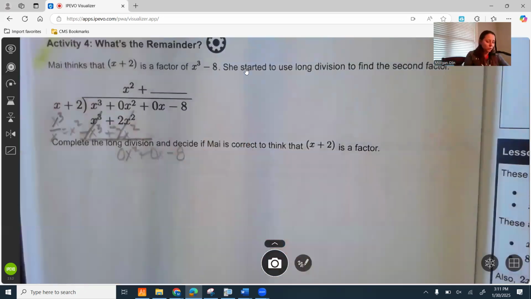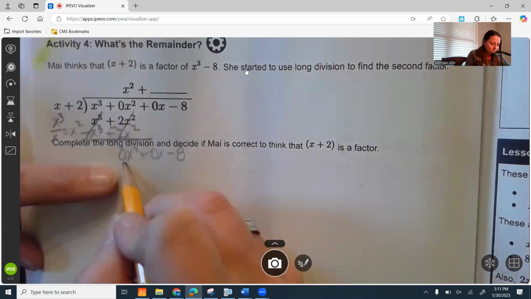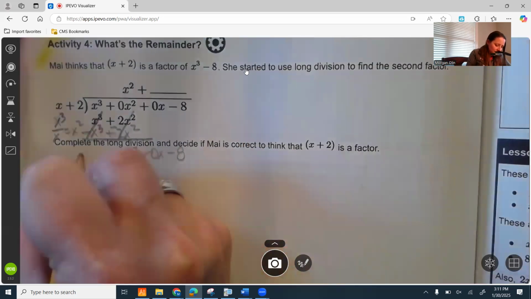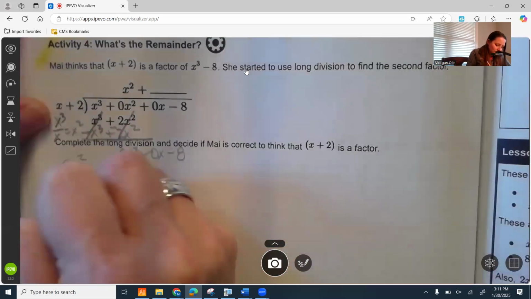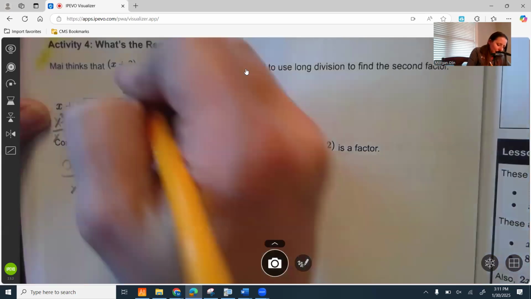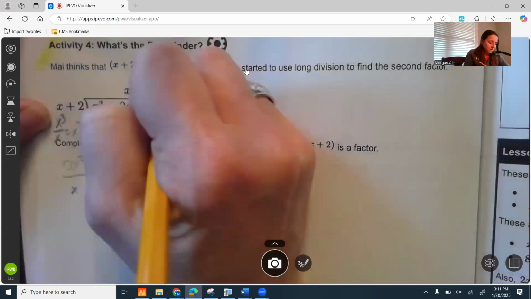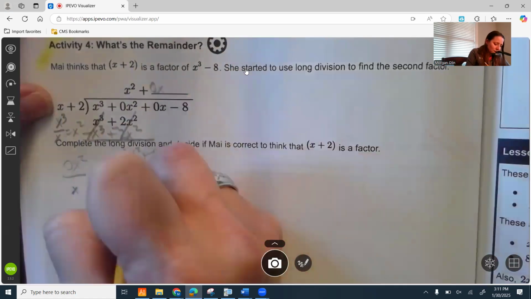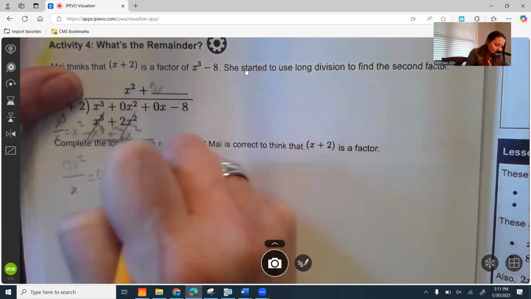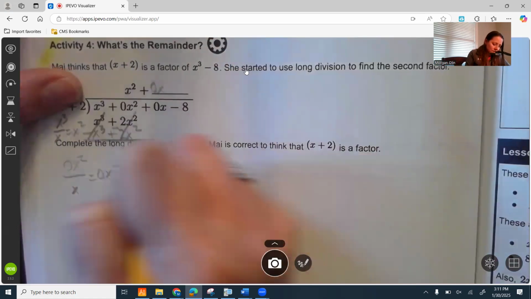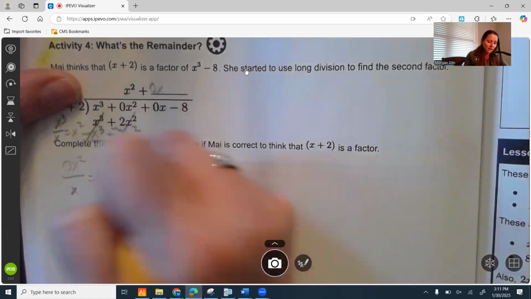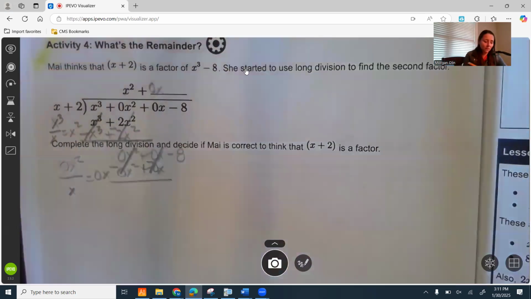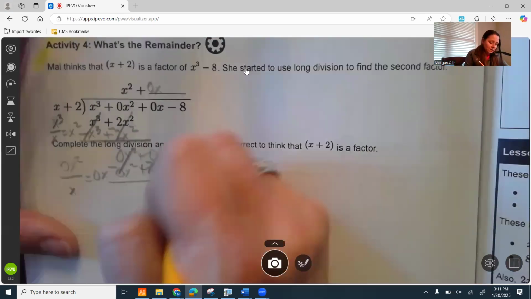Now, you can continue with x squareds, but you're going to notice 0x squared divided by x is just going to give us 0x. If you want to write that up there, you can. All right, and then just keep going on. 0x times x is 0x squared. 0x times 2 is 0x. And then subtract. Notice these cancel, those cancel. But you don't really need that, okay? Because all that is 0.